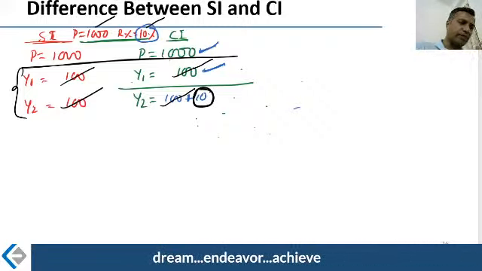Now, let me put it in perspective in a generic sense here. SI scheme I'm writing here.